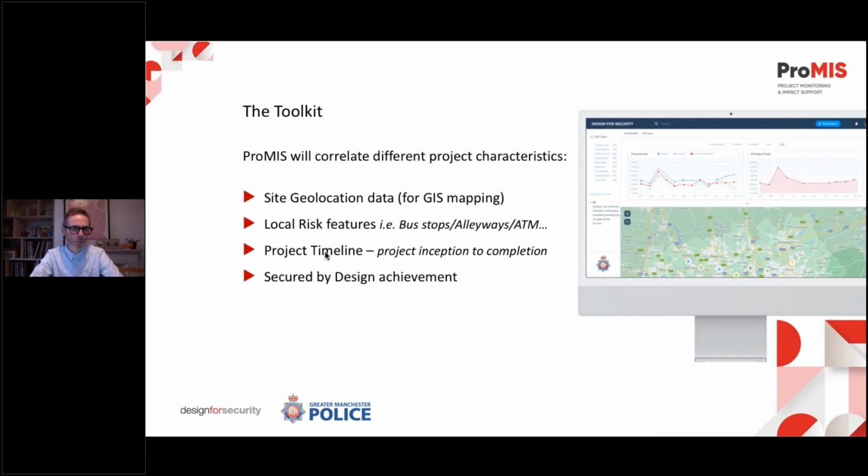And it's also important to register and acknowledge the Secure by Design achievement that has been achieved by the individual project, whether that's a gold, silver or bronze award, depending on the recommendations that we've discussed with the development team.